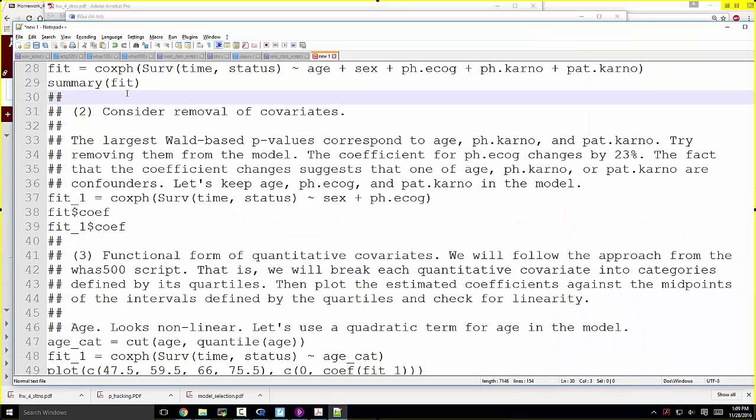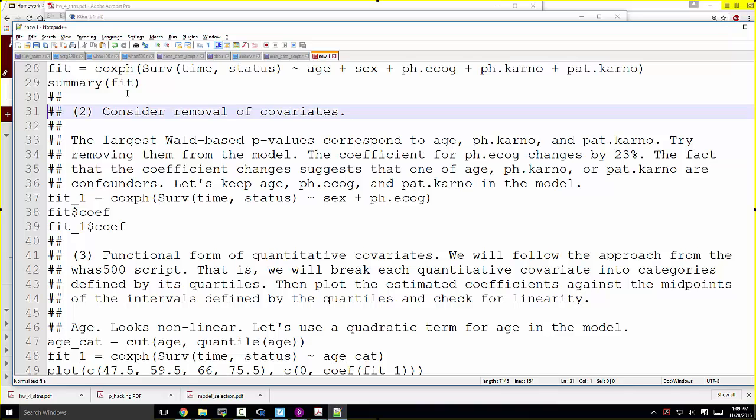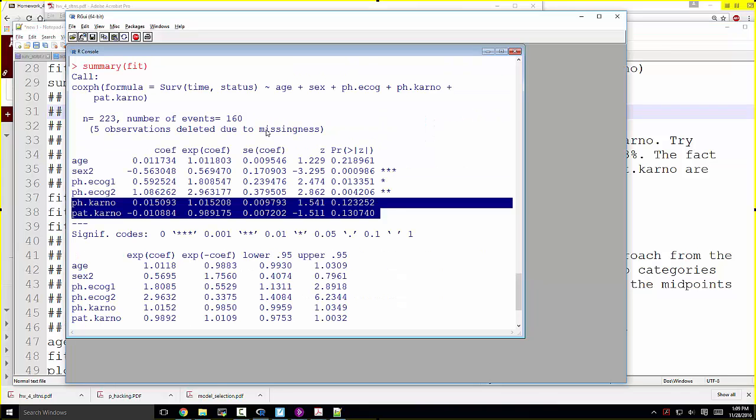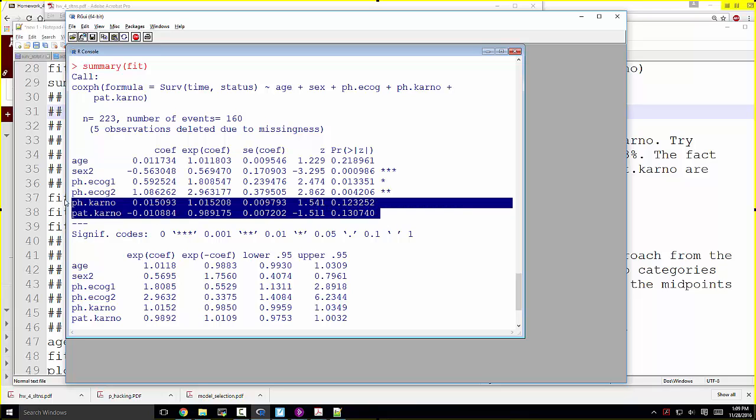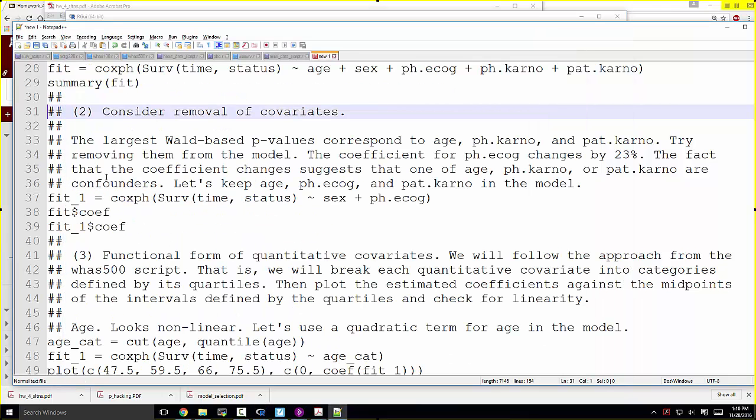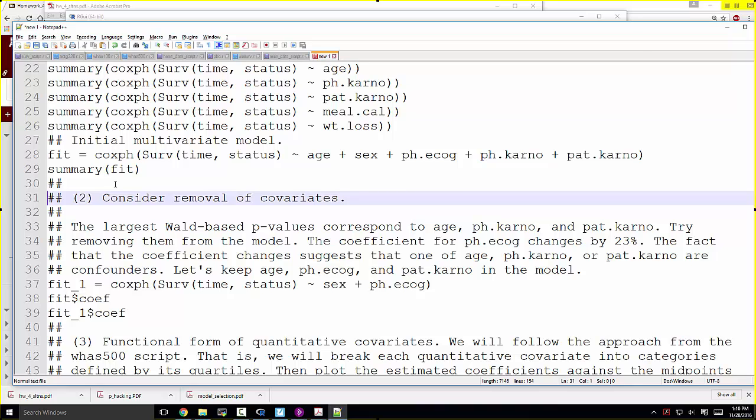So when we come to the step of considering removal of covariates, those would be the ones we would consider: age and these 2. If we're going to do this game of considering removing variables, ideally we would do it one at a time. Let's consider age. Remove it, what happens? Then let's consider ph.carnot, what happens, and pat.carnot. That would be ideal, because then you'd be able to see every one of them one at a time.